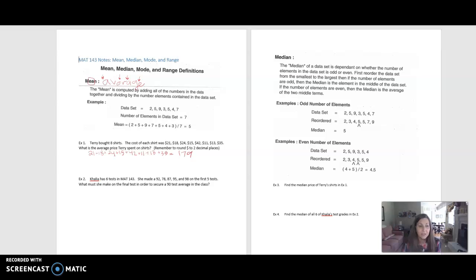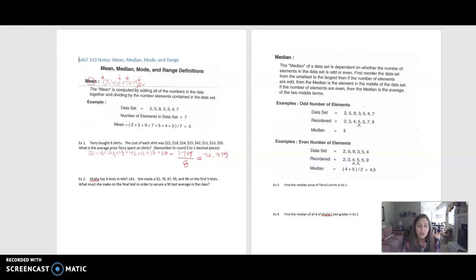And then because it asked for the average, remember average means mean, we're going to divide by the number of shirts that Terry bought, which is 8. And we're talking about money, so money rounds to 2 decimal places. So 179 divided by 8, that's going to be 22.375.